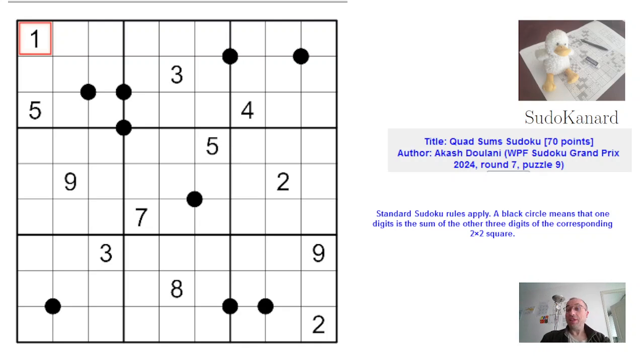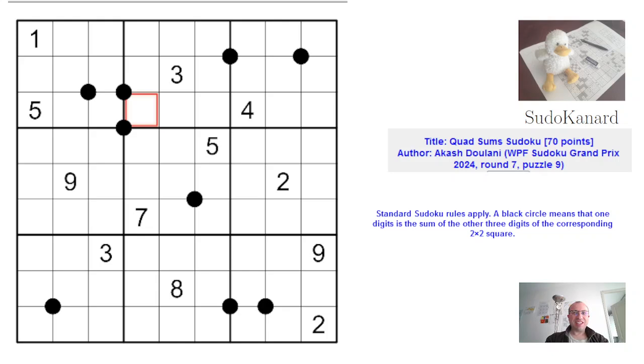We're here to solve yet another puzzle by my friend Akash Doulani from India, who also provided this quad sum Sudoku for Sudoku Grand Prix, in which a black dot means that one of the four digits is the sum of the other three. And that's it, there is no negative rule. I think the variant exists with the negative rule, but I haven't seen it used in a long time. So this one was worth 70 points.